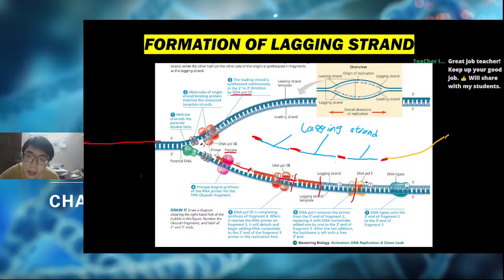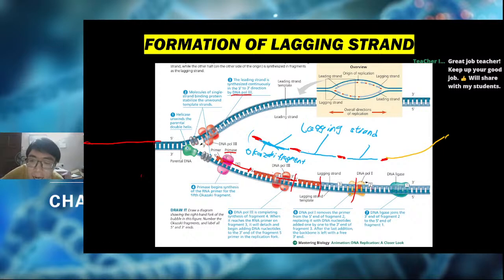But if you want to take an individual one, an individual piece we call an Okazaki fragment. If we talk about just one, it is an Okazaki fragment. If you combine everyone, this is called the lagging strand. You must differentiate carefully. If we say Okazaki fragment, it is just one. If you say lagging strand, it is all of this. Be careful, okay.